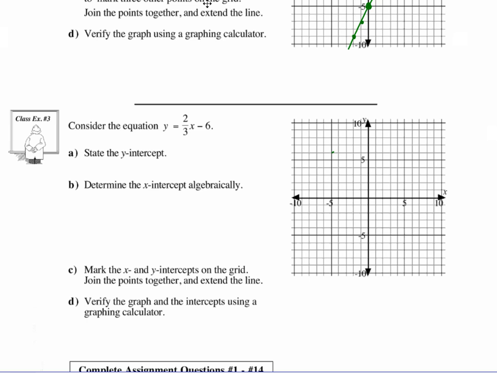Let's try one more. 2/3 x minus 6. Do you want to try it on your own? What's the y-intercept? Close. -6. So keep the sign with the 6. What's the slope of this graph? 2 over 3. So we're going to move up 2, right 3. Too bad this wasn't a negative one. I should have changed it. It says algebraically determine the x-intercept. We'll do that after. Let's graph it first. Oh, that is not right. This is why I like to use a ruler.